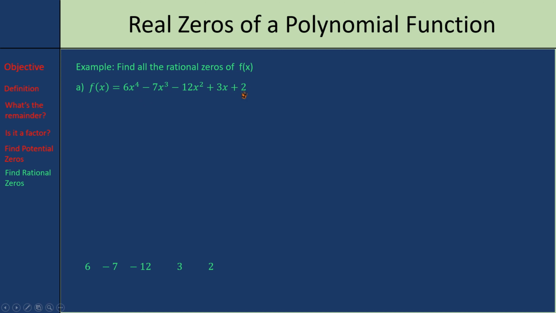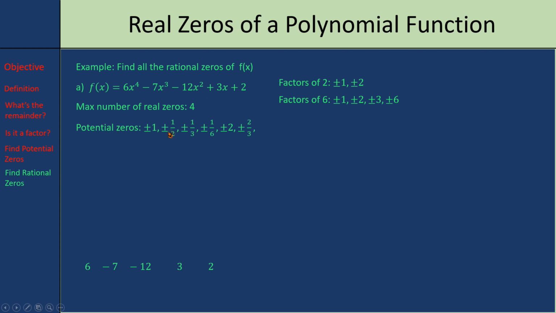So it's going to be factors of 2 over factors of 6, right? The factors of 2 are positive and negative 1, positive and negative 2. The factors of 6 are 1, 2, 3, 6. So you just have 1 over 1, 2 over 1, 1 over 2, 2 over 2, 1 over 3, 2 over 3, 1 over 6, 2 over 6, right? And then positive and negative of all of them.